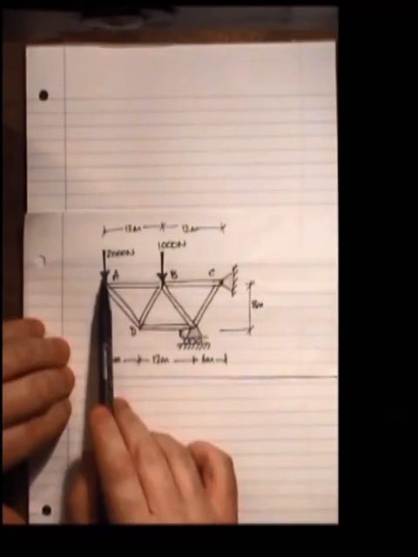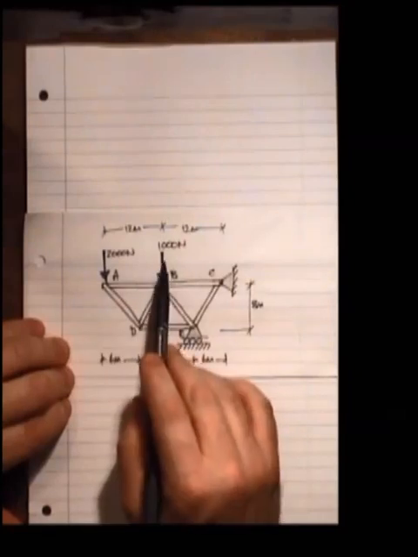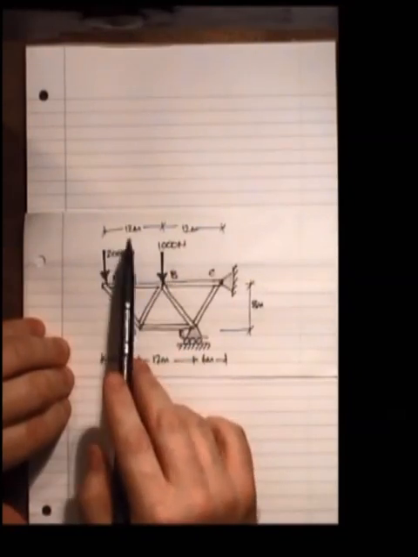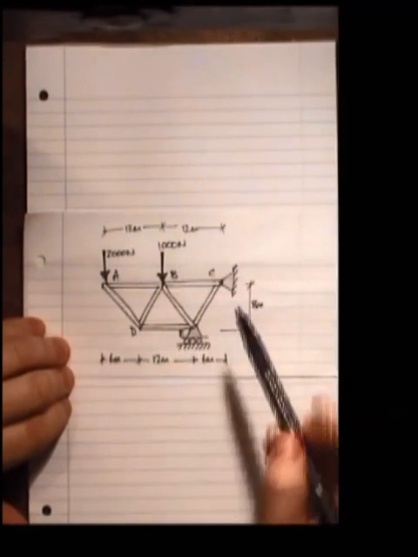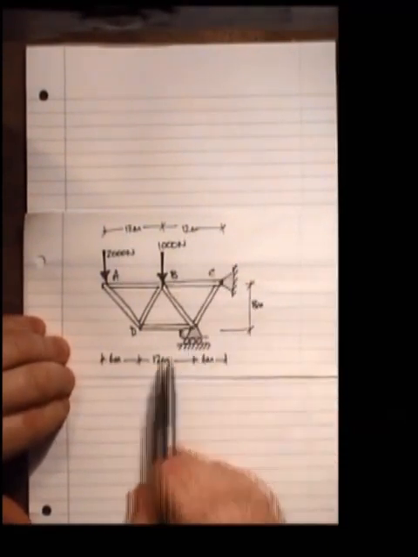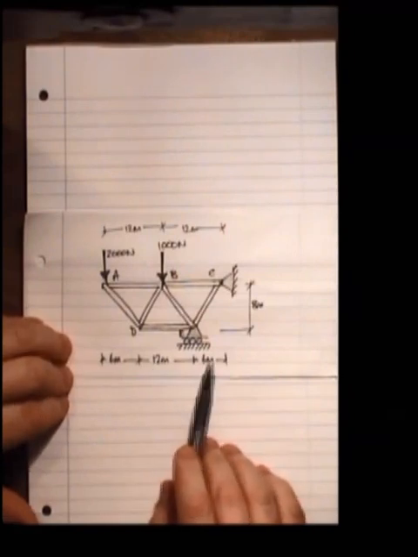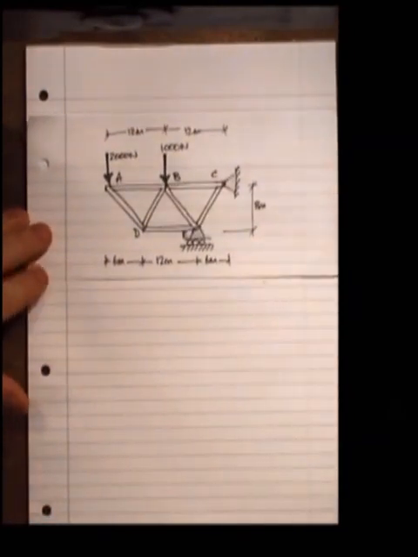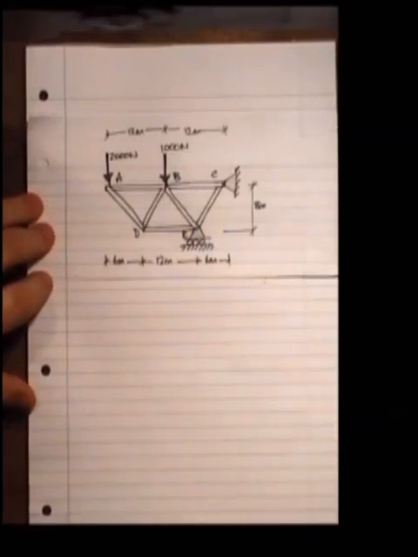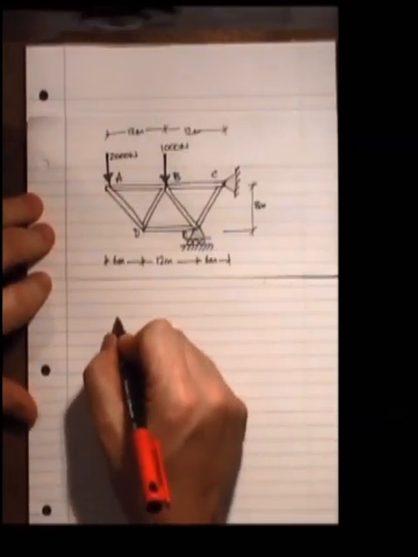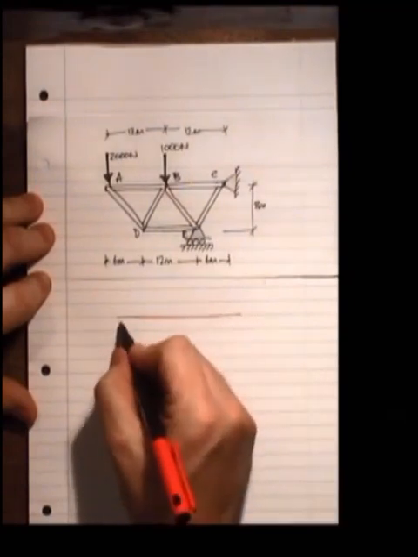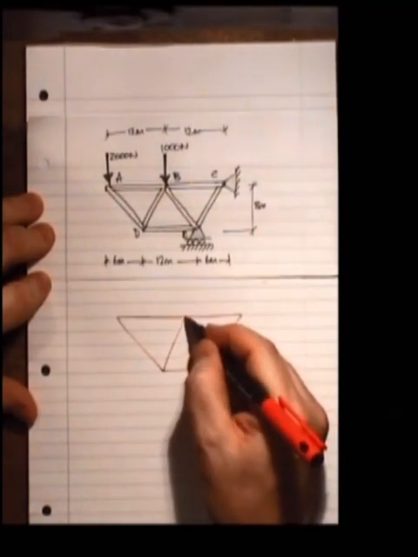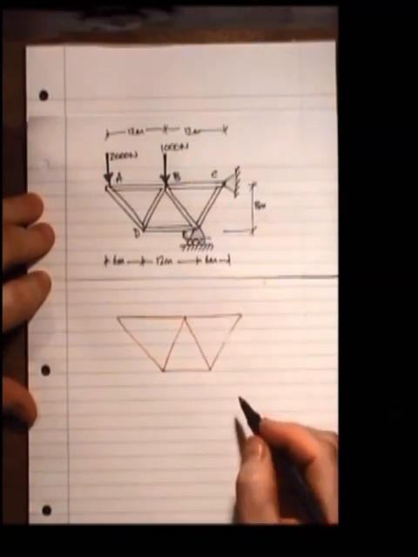Got a force 2000 newtons being applied at A, a force 1000 newtons being applied at B, and I've got my dimensions on the outside, 12 by 12, to depth 8 metres, and you've got 6, 12, 6 metres. So I'll just draw a free body diagram down here, and I'll keep on adding to this diagram what I find out.